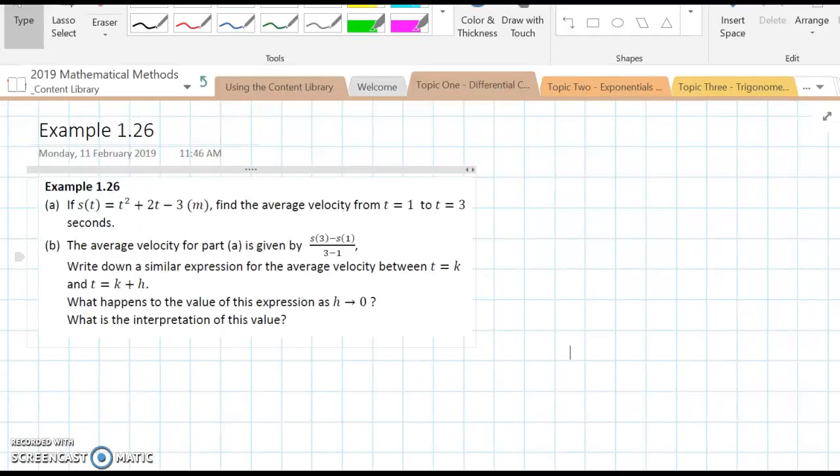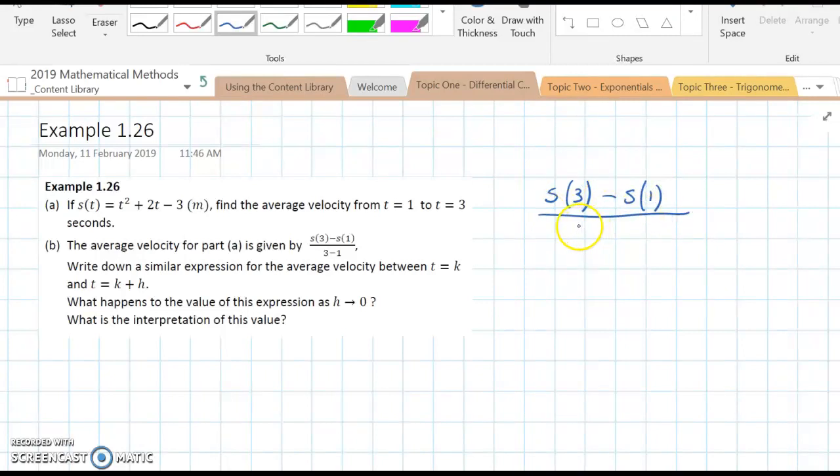An extension of our first kinematics example, we're still using the same displacement function of t squared plus 2t take 3. Average velocity from t equals 1 to t equals 3 seconds. So the average velocity, if we're trying to find that, we want to be able to identify the change in displacement: take the displacement at 3, take the displacement at 1, over 3 take 1. So, Year 10 physics formula.